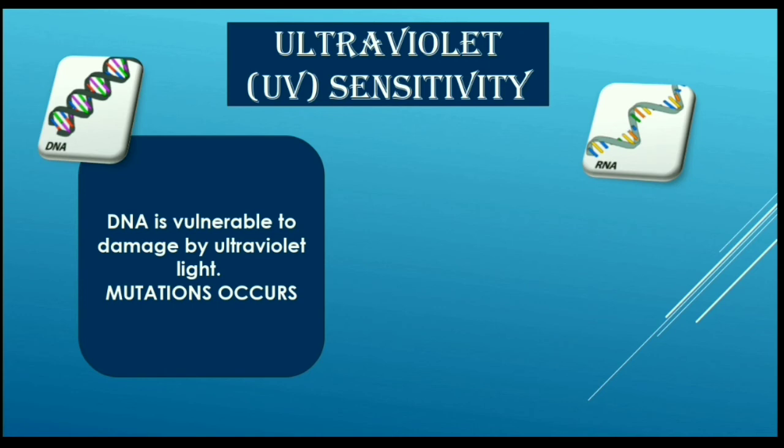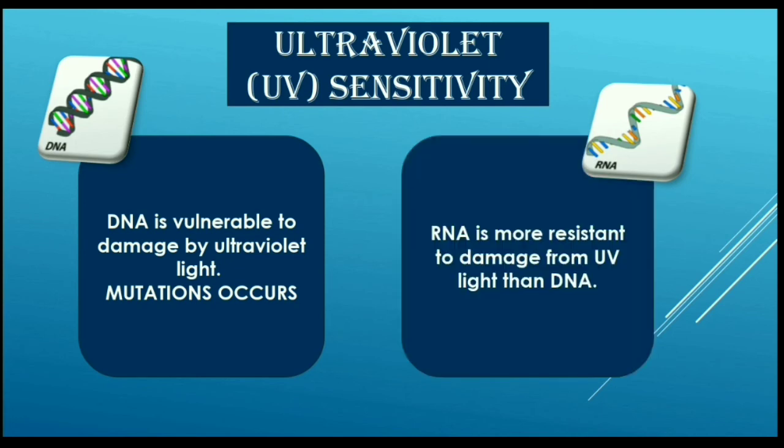The nitrogen base pairing will also change. So mutation will occur in your body, and if mutation occurs, it means that DNA has sensitivity to ultraviolet radiation. Clear? So which molecule has great sensitivity to ultraviolet radiation? It is DNA.